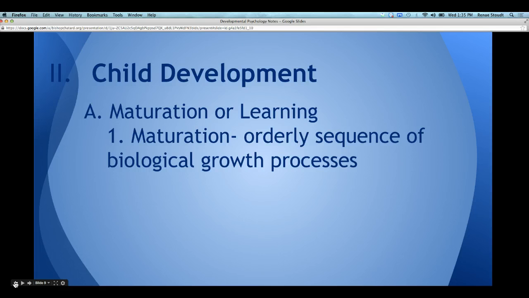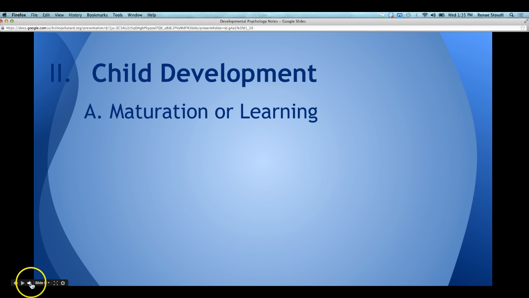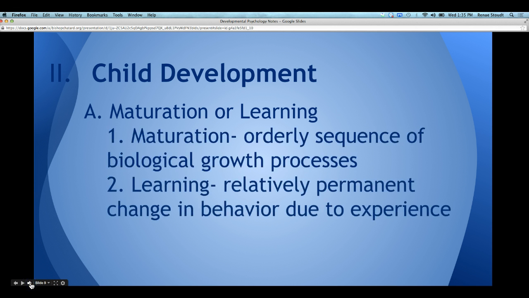Now, learning, on the other hand, we're going to focus more on later, when we talk about how we learn things. Learning is the idea that there's a relatively permanent change in behavior that's due to experience. So you experience something over and over again, and so you learn it. For example, you can learn how to read.